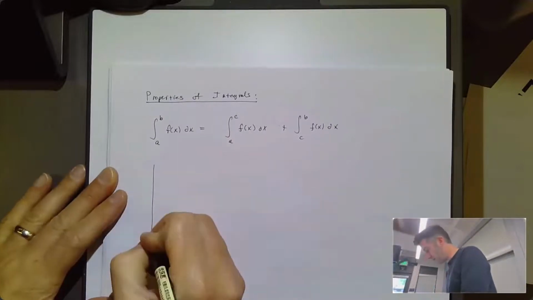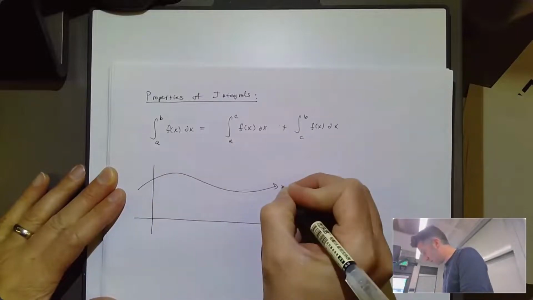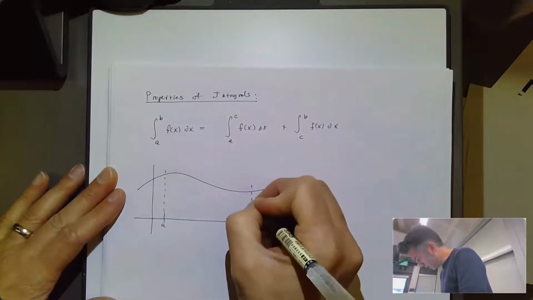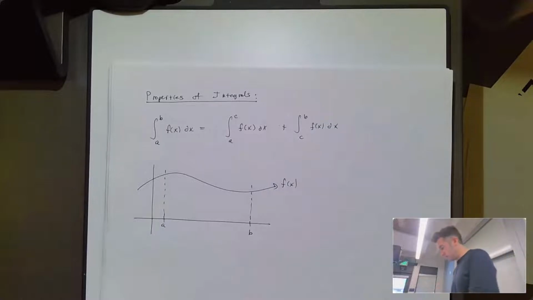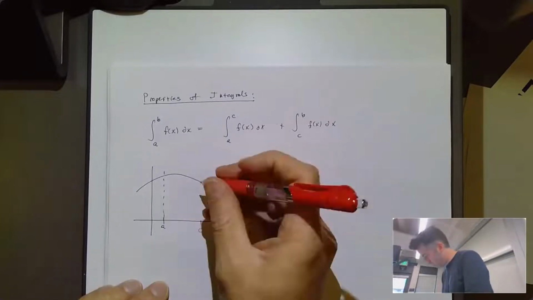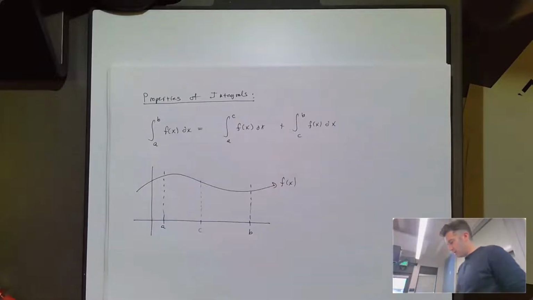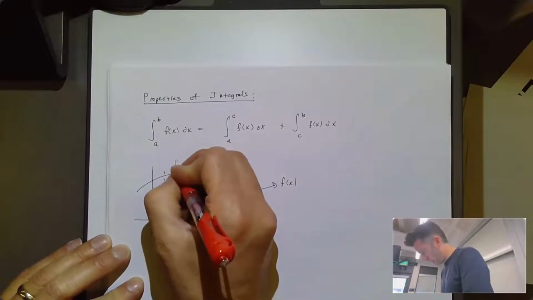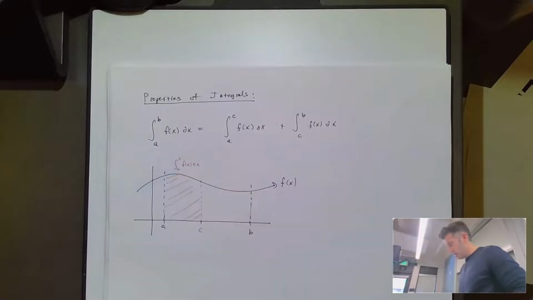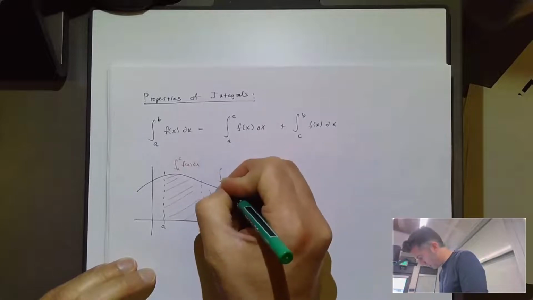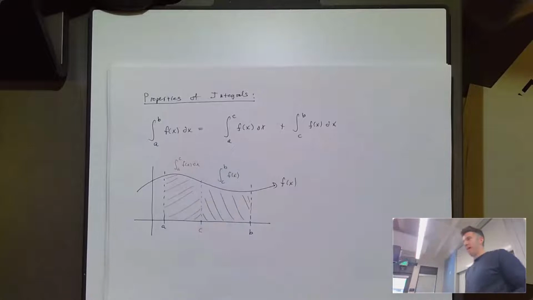If I have a function and I'm finding the area under that curve from A to B. Well, if I break it up at some point C, I think it's not too hard to tell that this area here, which is the area from A to C of f of x dx, and this area here, which is the area from C to B of f of x, those add up to the area that's the total, right?